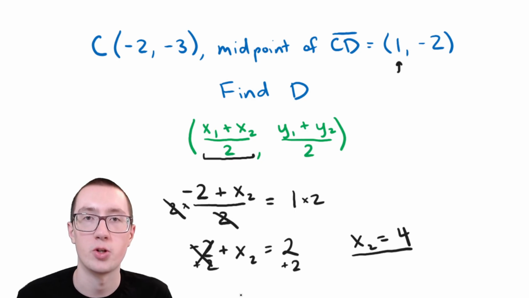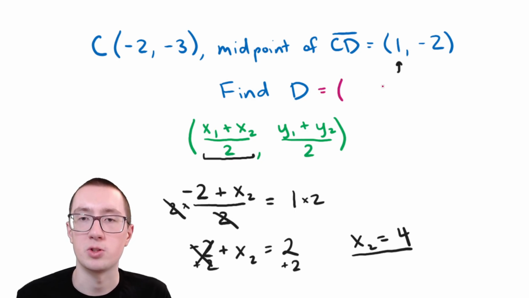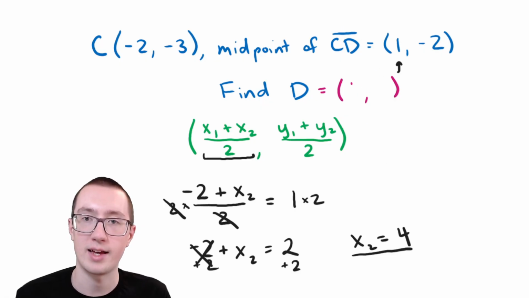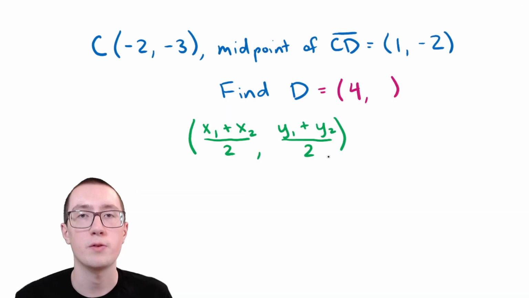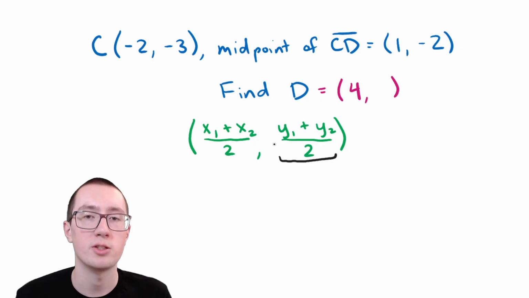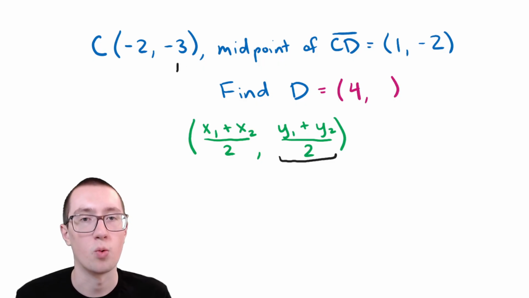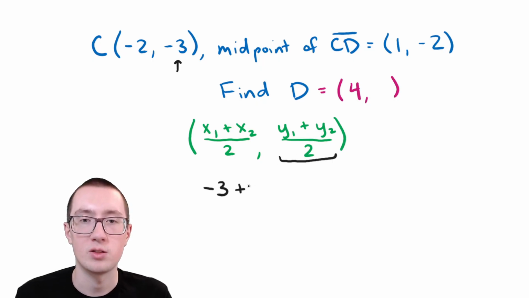So let's just go ahead and make a note of that. So D is going to be equal to some point, right? There's going to be an x and a y, and we just found out that the x is going to be 4. So now let's go ahead and figure out what the y is going to be. So we're going to find this out the same exact way. We're just going to use the y section now. So the y section is y1 plus y2 over 2. Now y1 is equal to the y of the first point. And this is the first point. The y is negative 3 because the x was negative 2. So this is going to be negative 3 plus y2.